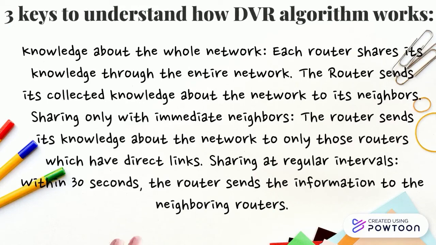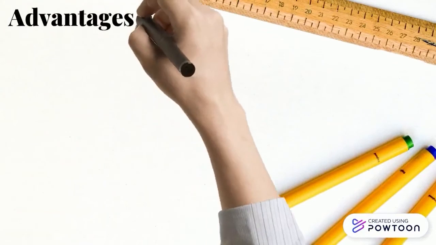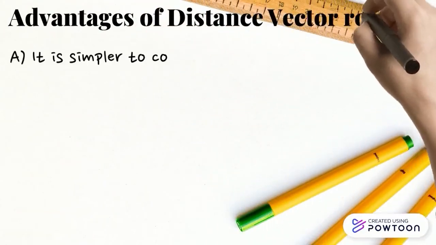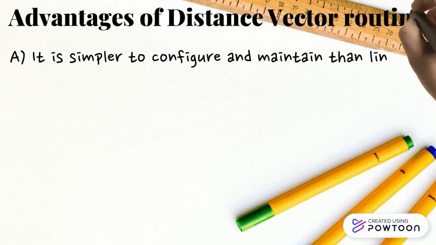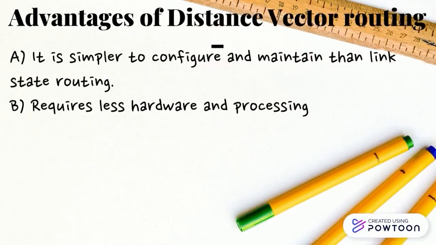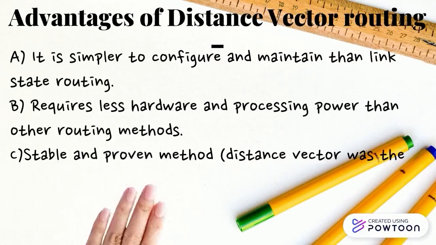There are a couple of advantages of distance vector routing. It is simpler to configure and maintain than link state routing. It requires less hardware and processing power than other routing methods. It is the most stable and proven method. That is to say, distance vector routing was designed to be the original routing algorithm.